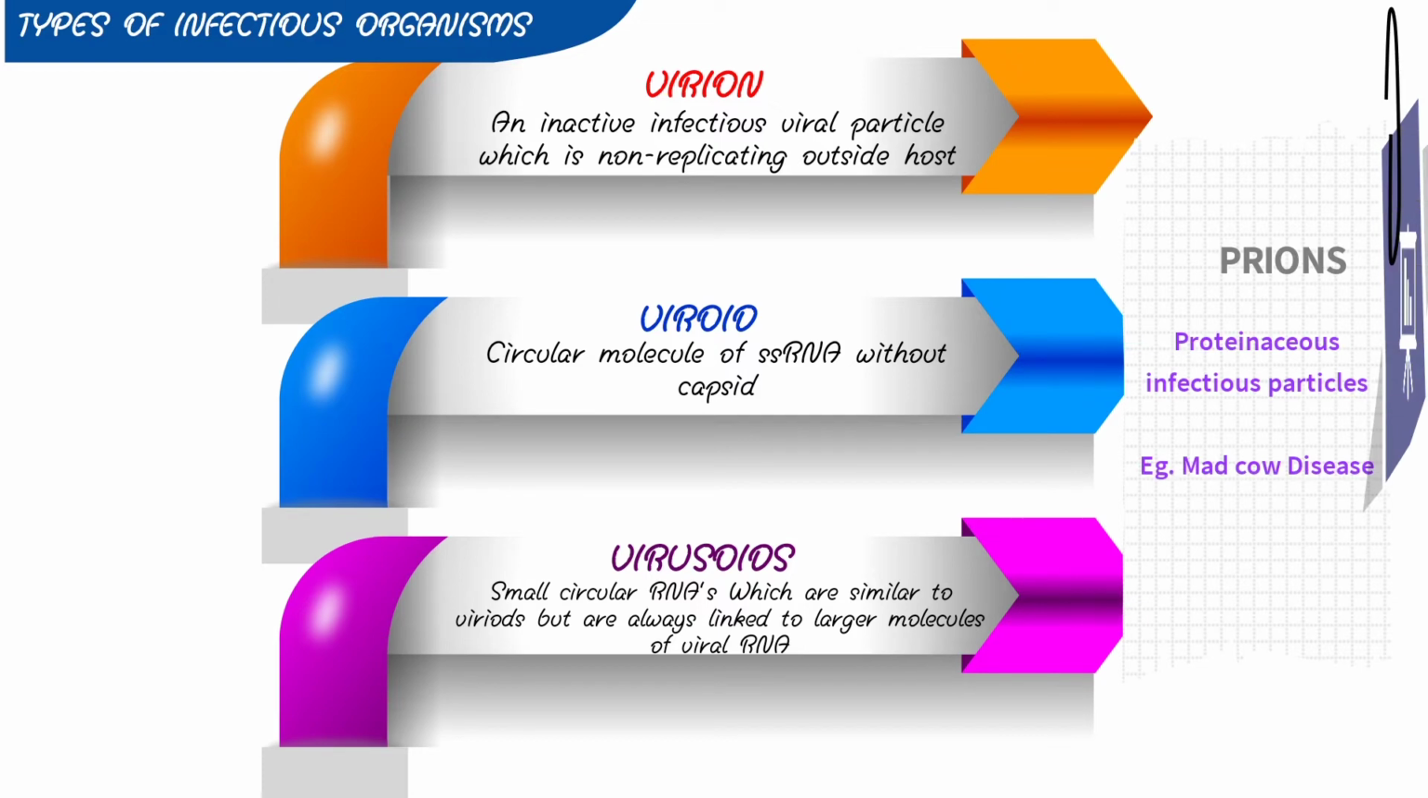And then you have another one called prions. A prion is actually a protein which is infectious in nature. This protein will cause some diseases, for example, bovine spongiform encephalopathy, which is commonly called mad cow disease. So it is caused by prions. These are some of the infectious organisms that you need to know.